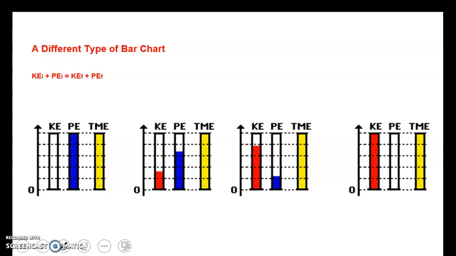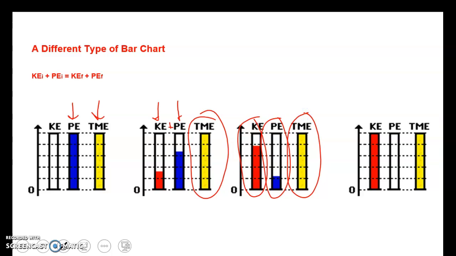So kinetic energy initial plus potential energy initial equals kinetic energy final plus potential energy final. So just some different things you can look at is that if I have all potential, then that's going to be my total mechanical energy. Kinetic plus potential equals total mechanical energy. In this case, my total mechanical energy doesn't change, but my potential and kinetic do, just as long as they add up to the total at the end.